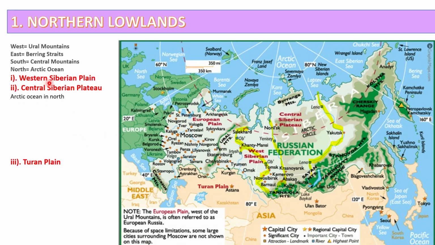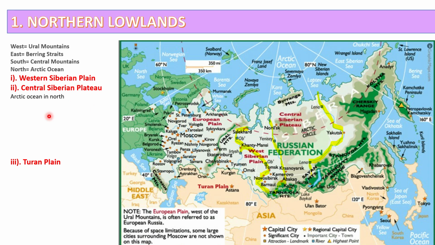The northern lowlands include the western Siberian plain. This is the western Siberian plain, which extends from the Ural Mountains to the river Yenisei. This yellow color river is the river Yenisei, and this region is the West Siberian Plain. The region between the river Yenisei and the river Lena, this is river Lena and this is river Yenisei, in between is the Central Siberian Plateau.